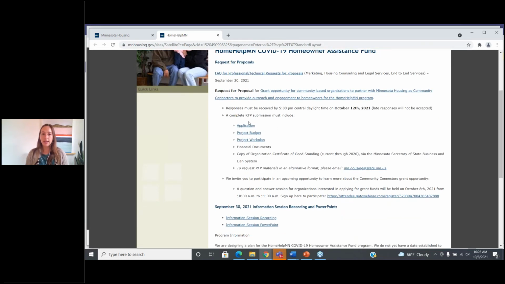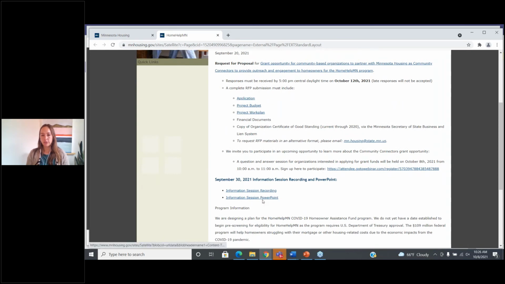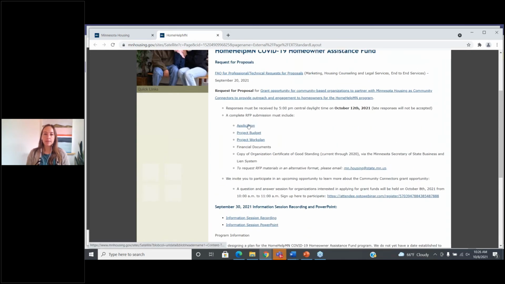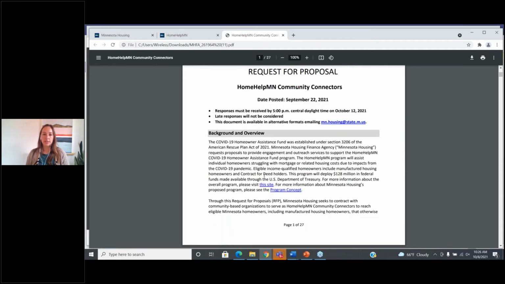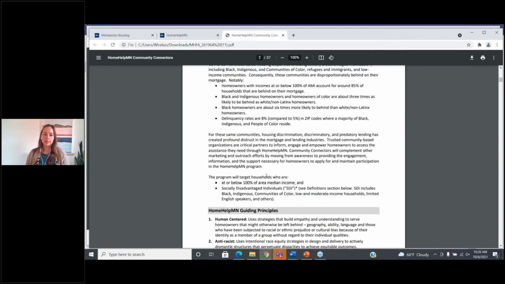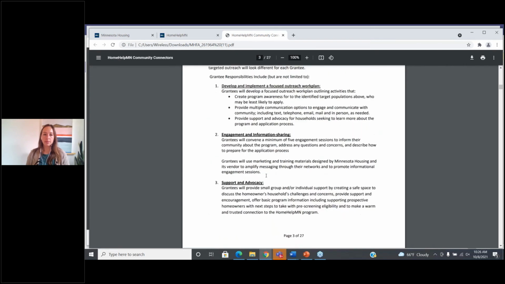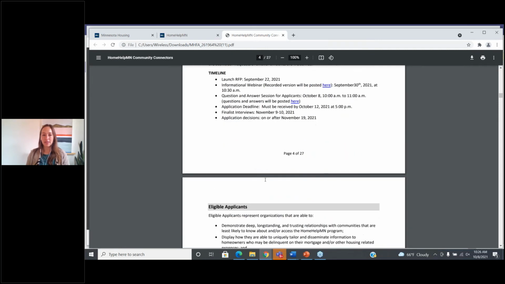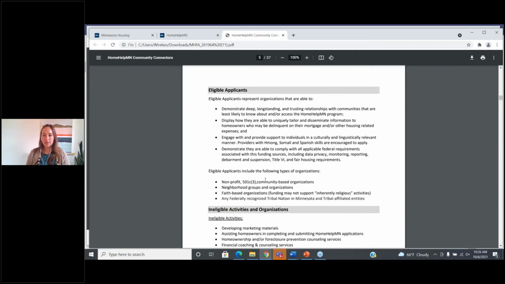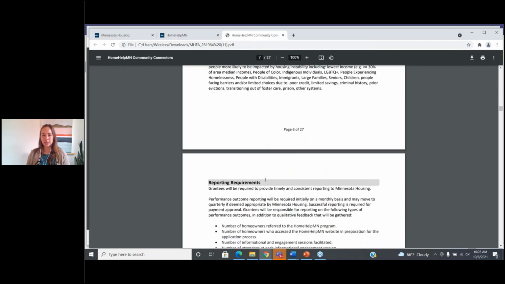It lists the deadline, and then here are the pieces to reference: the application, budget plan, work plan, and a few other pieces to note. We have the information session recording in PowerPoint here. I'm just going to briefly pull up the application itself so that you can see the overview. We have this overview here with the different details, guiding principles, grant responsibilities. I'm skimming through quickly: the estimated funding and timeline, eligible applicants and eligible organizations, eligible uses, etc.